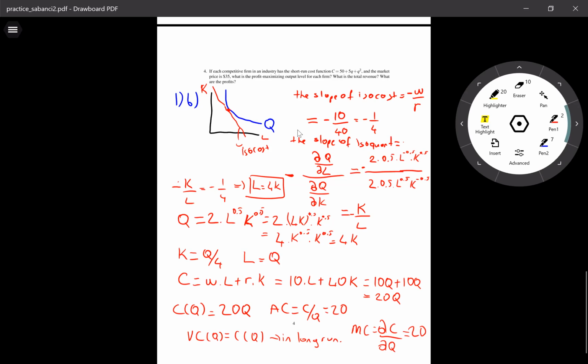I just use the slope of the isocost is equal to the slope of the isoquant. This is the slope of the isoquant. Then I plug in this value to here: 2 times the square root of 4k times the square root of k. The square root of 4 goes outside as 2. 2 times 2 is 4, and k to the 0.5 times k to the 0.5 gives 4k.